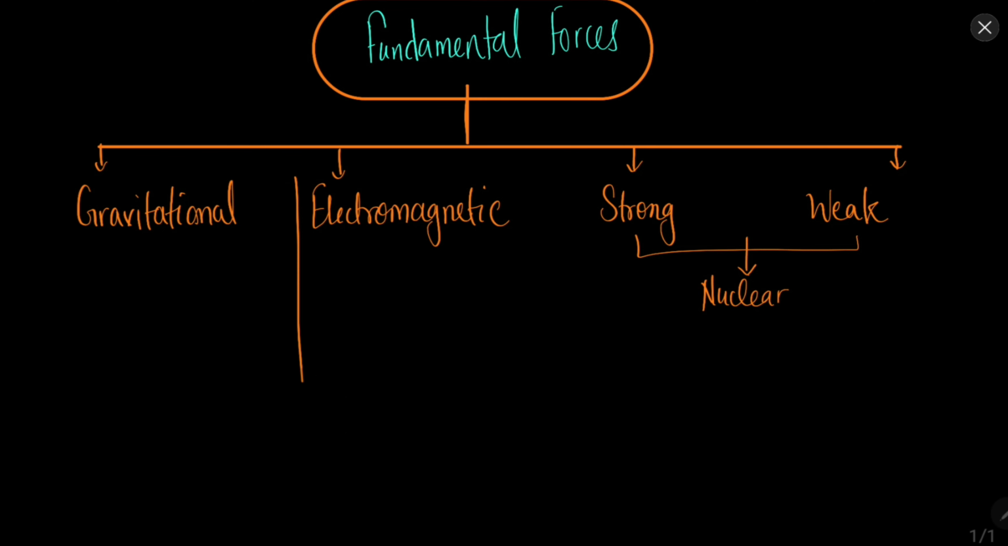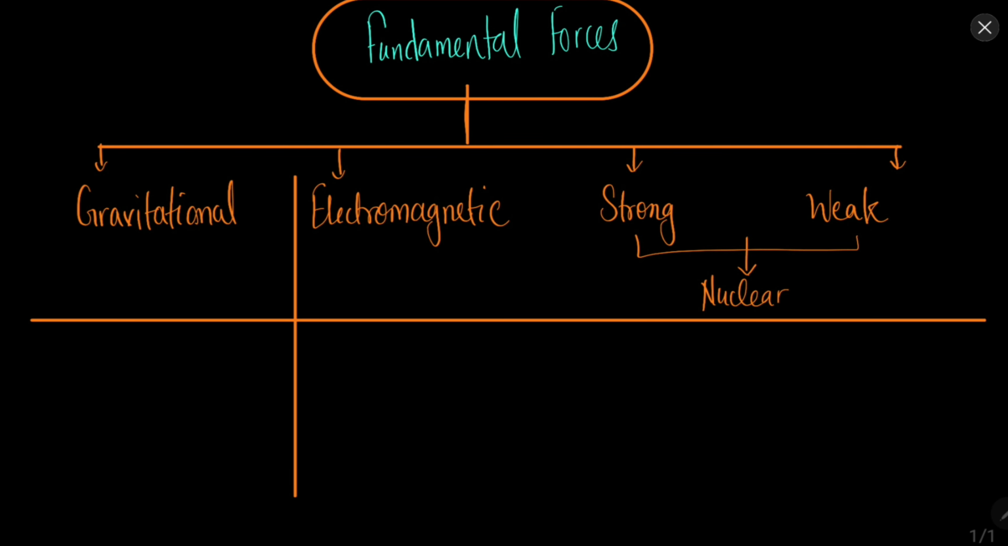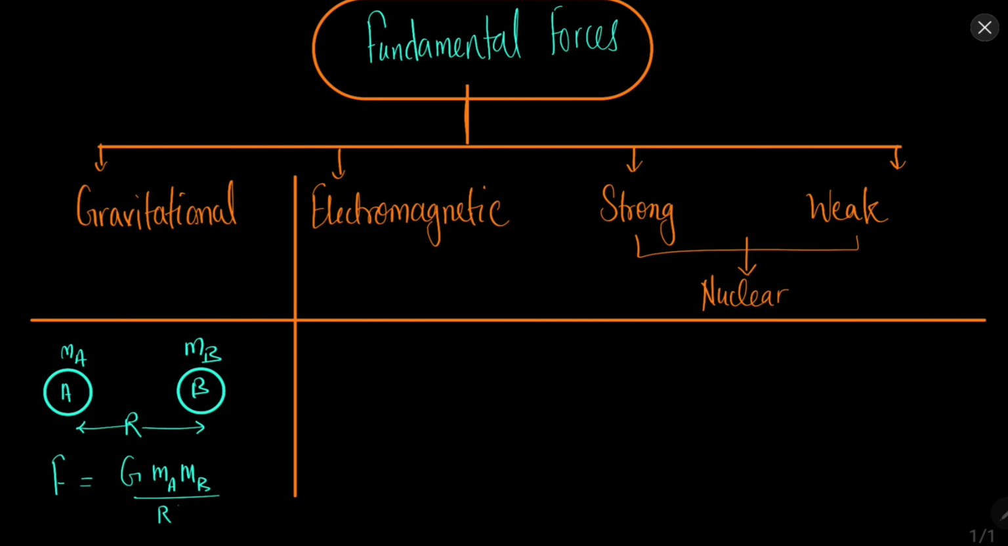You must have studied gravitational force in class 9, so you might be familiar with a few concepts. First of all, what is a gravitational force? Let's say we have two objects, object A and object B, and they have some mass. The mass of object A is ma, the mass of object B is mb, and their centers are separated by a distance r. So the force of gravity is described to be F equal to G ma mb upon r square.